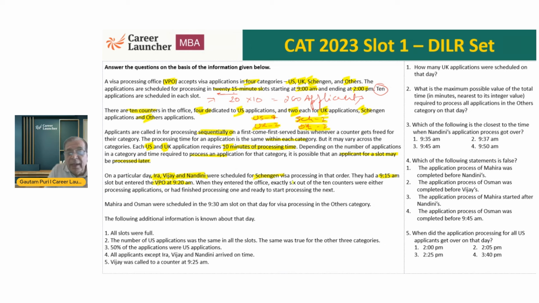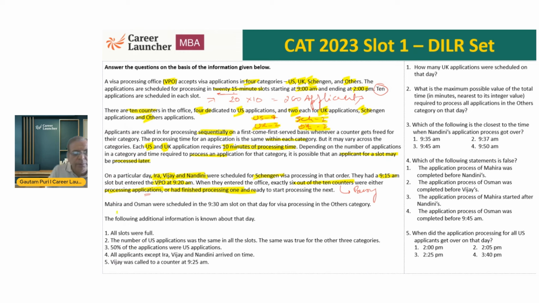When they entered the office, exactly 6 of the 10 counters were either processing applications or had finished processing one and were ready to start processing the next. So I will read it as saying this effectively means 6 out of 10 counters were occupied. 6 out of 10 counters were busy. Either they had an applicant sitting in front of them, or the applicant had just left and they were about to start the next one. So 6 out of 10 were busy. 4 out of 10 were jobless, sitting idle with nothing to do. That's what I have understood from here.